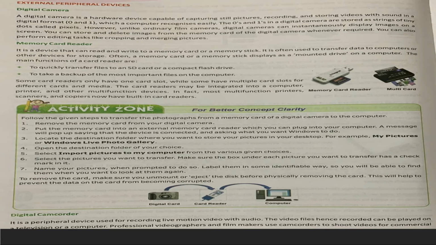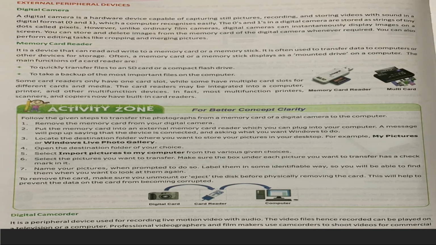Another important peripheral device is the digital camcorder. It is a peripheral device used for recording live motion video with audio. Nowadays you might have heard that while riding a bike, a car driver can record video just by using a particular device, say a GoPro. That is also a kind of digital camcorder. The video files thus recorded can be played on a television or a computer.